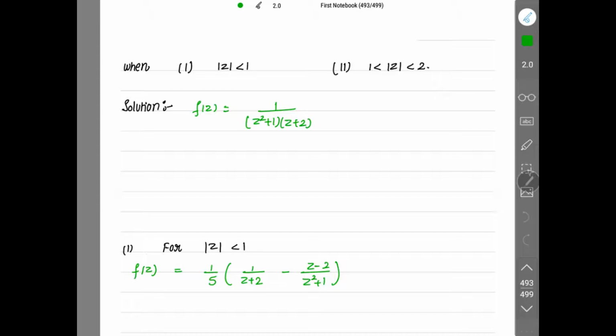Okay, let's make our f(z) first. Now f(z) is equal to 1 over (z squared plus 1) into (z plus 2). Now how should I separate this? Partial fractions. This is equal to, z squared plus 1 and z plus 2. First we solve this z plus 2. Put z plus 2 equal to 0, you will get z equal to minus 2. Put z equal to minus 2 in the f(z), excluding the z plus 2 factor. So this will be 1 over, yes, 5.